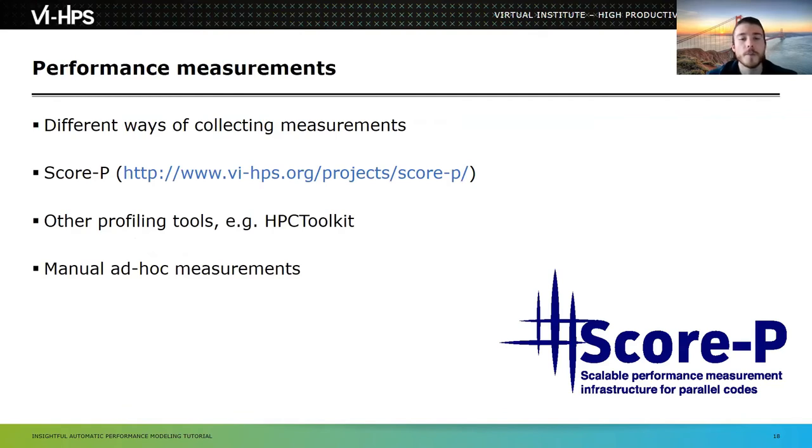And then let's continue with an example how we actually measure and use Extra-P. So like I said before, of course, first we need the performance measurements. There are actually different ways to collect these measurements. And one of them would be Score-P. For the ones that are already familiar with Score-P, it is basically a tool that lets you automatically instrument your entire parallel code and each function of it, and then produces a cube file output that we can directly read with Extra-P. However, there are also other profiling tools like HPC Toolkit, but we can also do manual or ad hoc measurements and write the data to, for example, text files or other formats and read them with Extra-P. That's also possible.